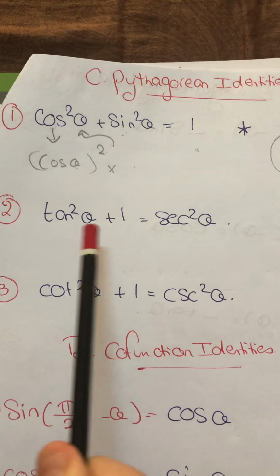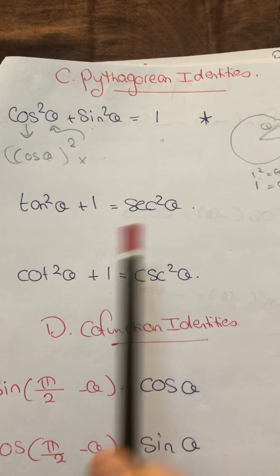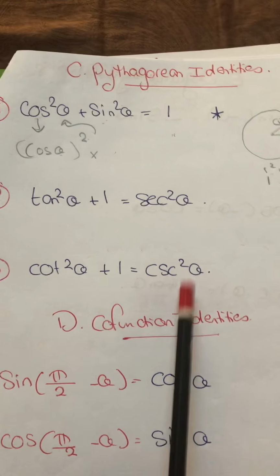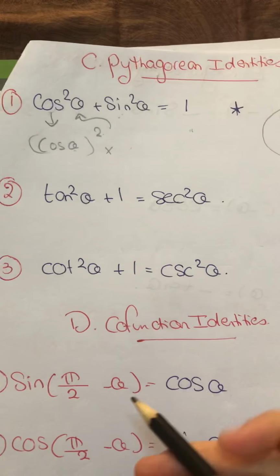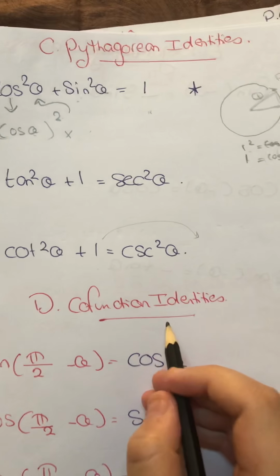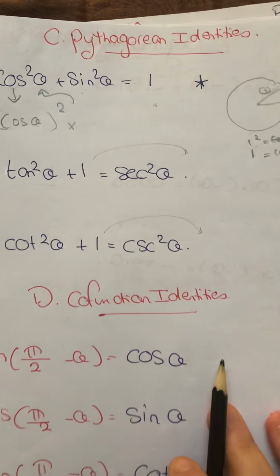Also remember tan squared theta plus 1 is equal to sec squared theta. Cotan squared theta plus 1 is equal to cosec squared theta. Remember, the c is with the c, and we started with cotan. So if I want to solve this for cotan squared, for example, I would say cosec squared minus 1. If I want to solve this for tan squared, I would say sec squared minus 1.